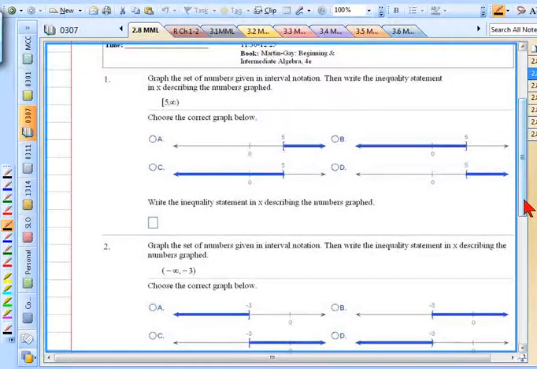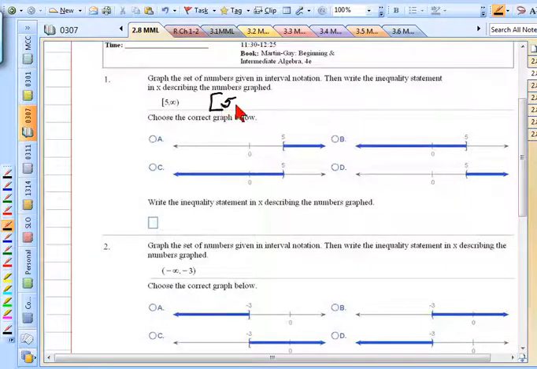All right, number 1 says, graph the set of numbers given in interval notation. Then write the inequality statement in x describing the numbers graphed. Okay, now the interval notation, it's a little bit small for y'all to see projected, so I'm going to rewrite it. Here's what it looks like. From 5 to infinity, and 5 is included. Okay, so 5 to infinity. Will my interval, is it heading off to the right or heading off to the left?